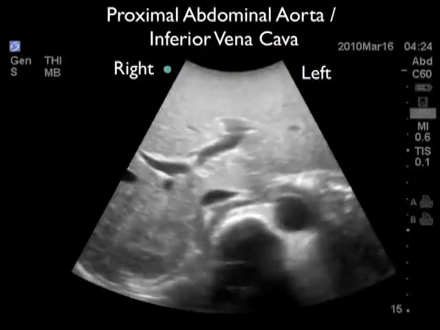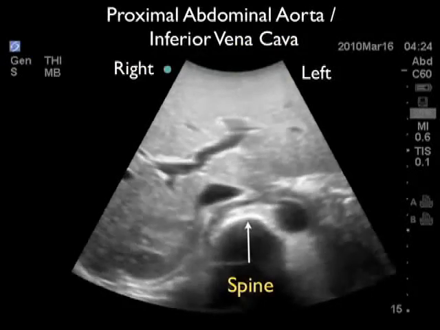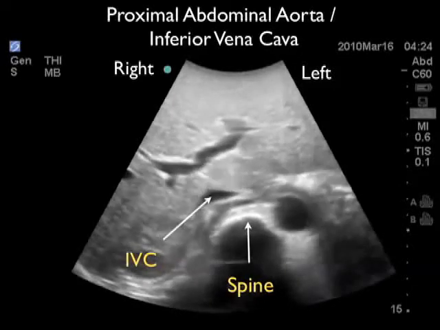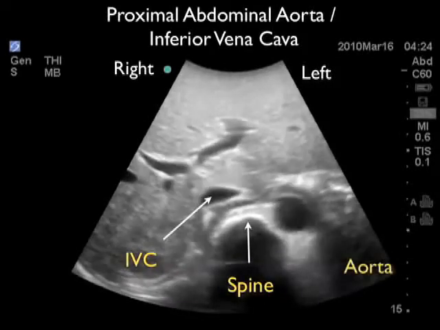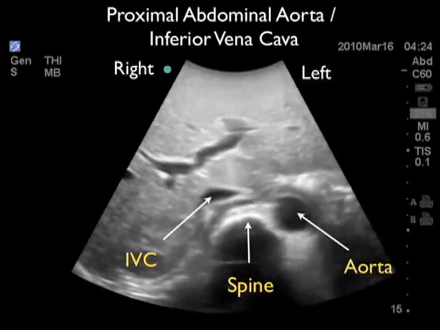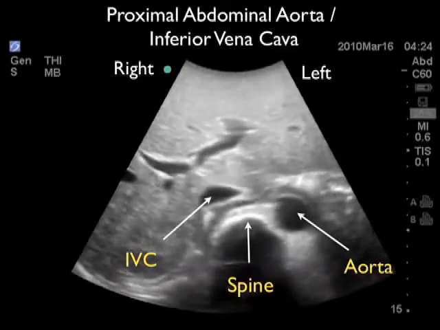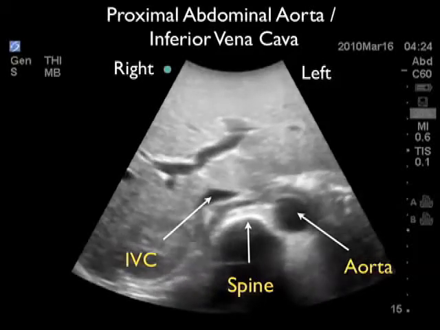This is a short axis configuration taken of the abdominal aorta just below the subxiphoid process of the sternum, looking through the liver. Now, our first landmark should be the spine, and notice that it has a hyperechoic or bright appearance on bedside ultrasound. Just above the spine, we see the inferior vena cava with its respiratory phasic pulsations towards the patient's right, and the aorta towards the patient's left side.